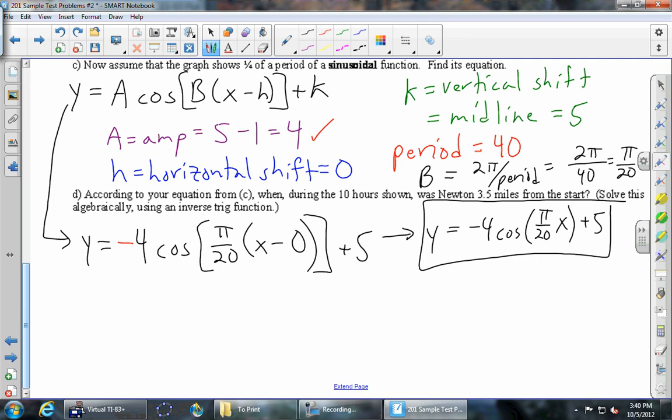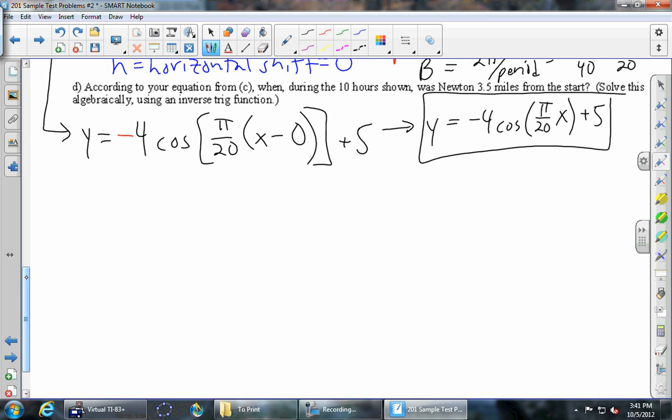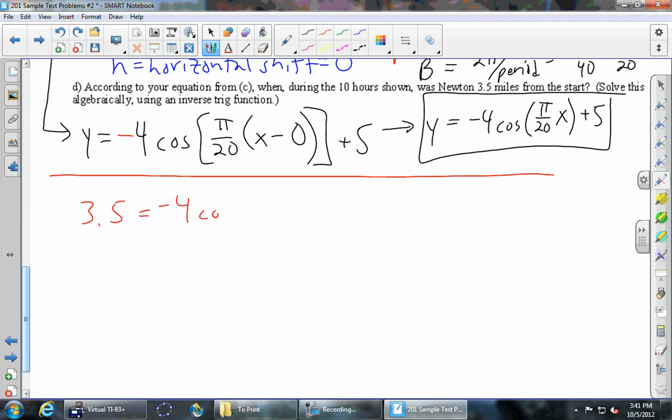Okay, so what we're looking for is to make this equation in the box equal to the 3.5 miles. So let's do that. 3.5 equals negative 4 cosine pi over 20x plus 5. Have to solve this for x, so we have a lot of things that need to go away, and we got to move them in the right order. There's a negative 4 that needs to move. There's a cosine that needs to move. There's a pi over 20 that needs to move. And then finally, there's a 5 that needs to move. So we have to move them in the right order, trying to get cosine by itself.